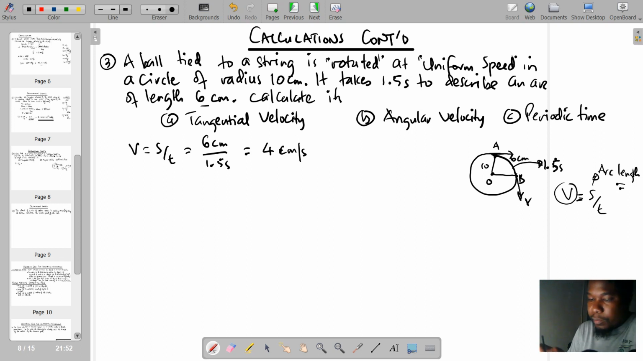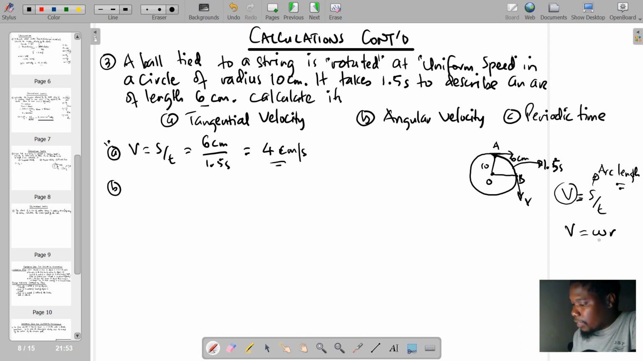Okay, now the second part that they want us to calculate, part B, is angular velocity. To calculate angular velocity, we can use a couple of ways. Number one, remember, when we are calculating angular velocity, we developed a relationship with the linear velocity. If you remember, we said that linear velocity V equals angular velocity times r. And in part A, we ended up finding the linear velocity as 4 centimeters per second.